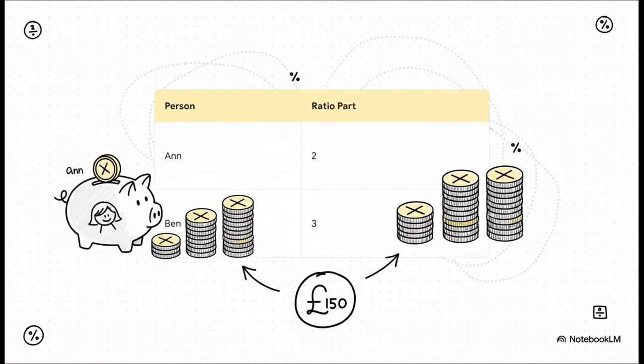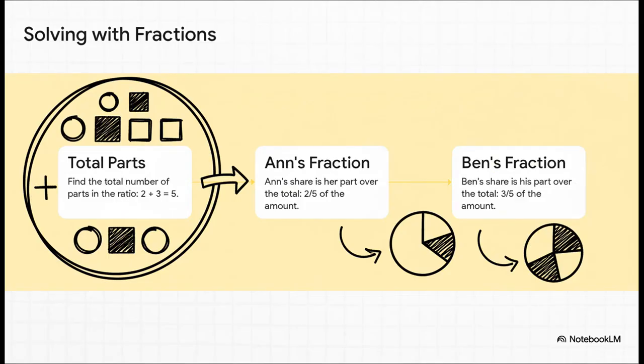Here's a classic problem. We're sharing 150 pounds between Anne and Ben in the ratio of 2 to 3. So, what does that actually mean? Well, it just means that for every 2 parts Anne gets, Ben gets 3 parts. The secret here is to turn that ratio into fractions of the total amount. It makes it so much easier.